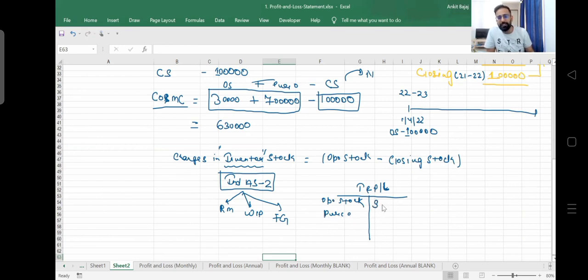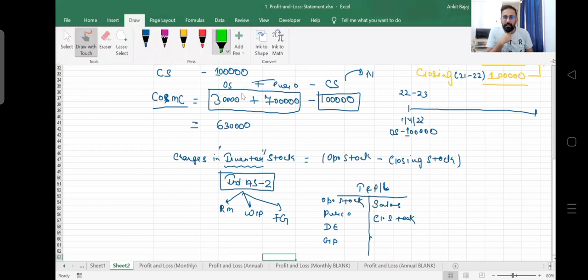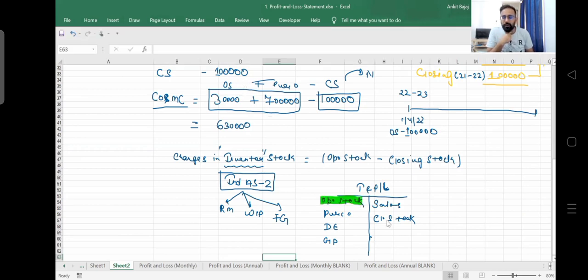Here we were recording sales. We were recording closing stock here, right? And we were recording direct expenses on the debit side. And after that, we were calculating gross profit, right? So if you see, what we were doing, we were crediting closing stock and debiting opening stock, so we were taking the difference of closing and opening stock.